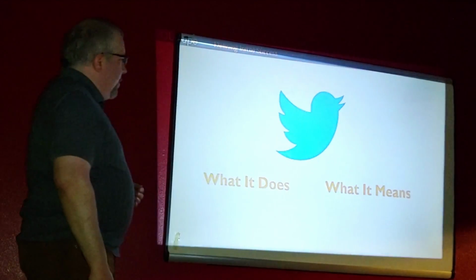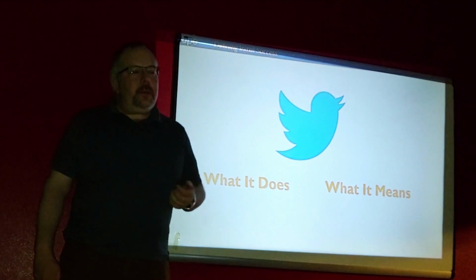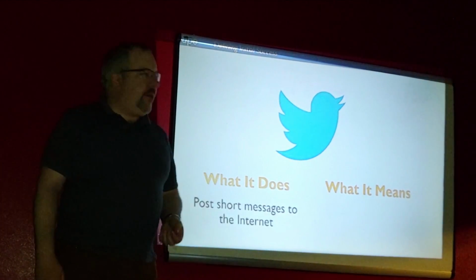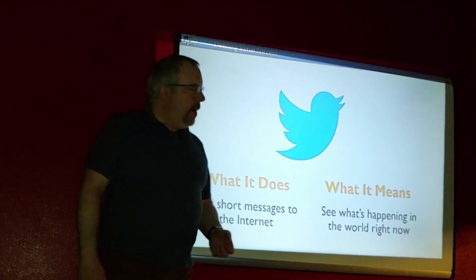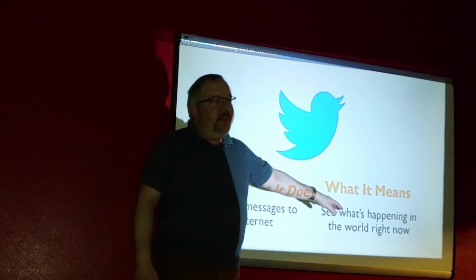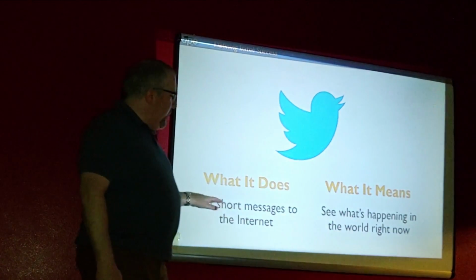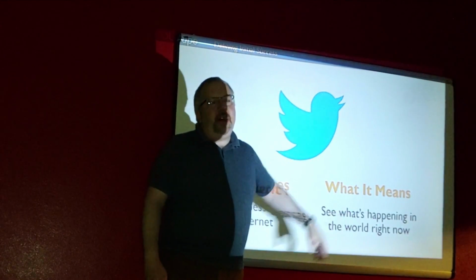So let's look at some examples. Twitter. What does Twitter do? Well, you post short messages to the internet with Twitter, right? That's what it lets me do. But what does it mean that I can do that? Well, I can see what's happening in the world right now, good and bad. So this is what the software technically does, but this is what it means to have that ability.